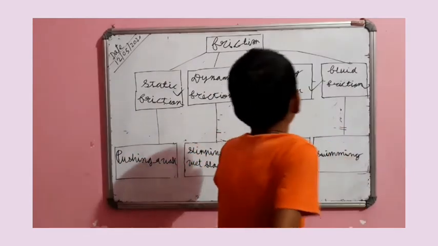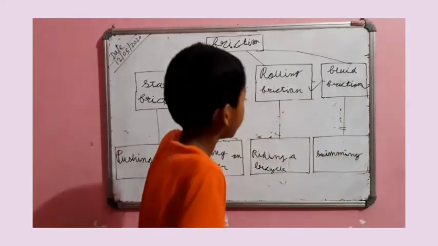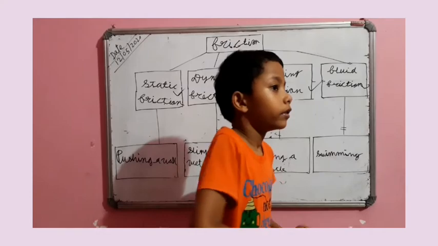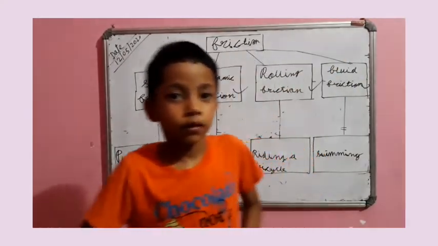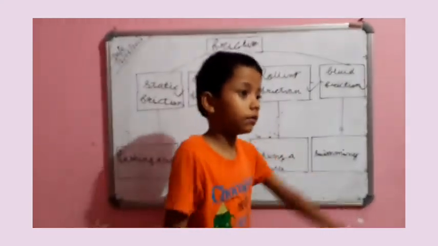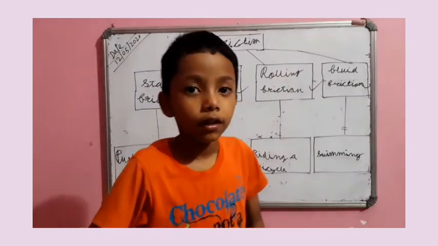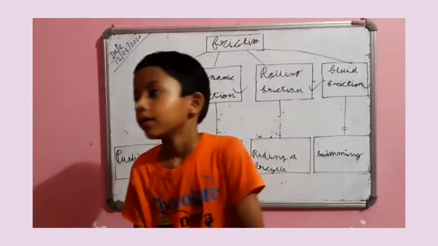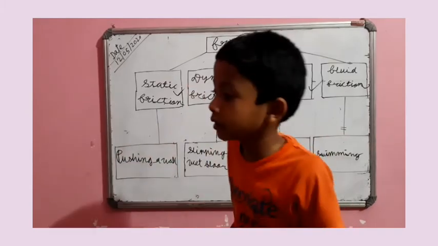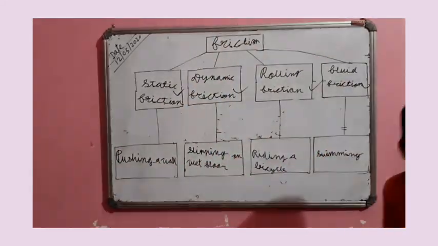Now, the last type, that is fluid friction. Swimming. Now, can we use the right hand to swim? Yes or no? It is no. Okay, let's repeat. Now, can we use the left hand to swim? Yes or no? Which is correct? It is no. We cannot use the left hand because you go backward like this.